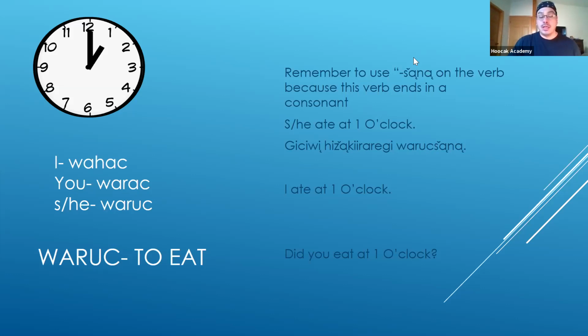Next sentence: I ate at 1 o'clock. Gichiwi hijan hiraregi wahachana. The final one is a question again, using the second person form of the verb. Did you eat at 1 o'clock? Gichiwi hijan hiraregi warach. Notice I'm asking it as a question, as opposed to a statement.